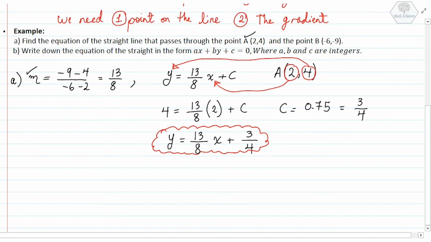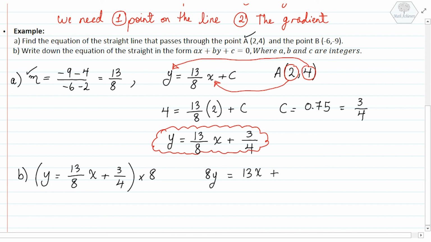Now for part B, I need to write this equation of the straight line in general form. In order to write the equation in general form, I need all the coefficients to be integers. So to make all the coefficients integers, I have to multiply the whole equation by 8 to get rid of all the denominators. 8 times y gives me 8y, equal 8 times 13 over 8 x, which gives me 13x, plus 8 times 3 over 4, which gives me 6.